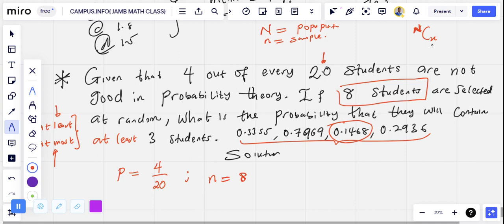For hypergeometric distribution, you notice that the formula has capital N. It also has small n as well. So that means if I want to relate this kind of question to hypergeometric, this capital N will stand as 20. That small n will stand as 8. Okay, that's how hypergeometric works. But for binomial, you are considering the sample.